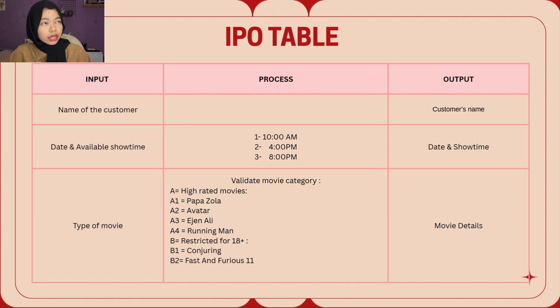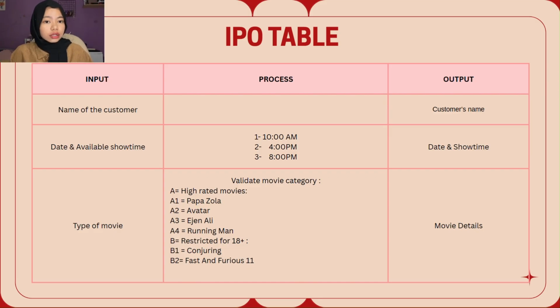Second, we have the date and available showtimes. This requires the customer to choose the specific slot that they wish to attend. Third, we have the type of movie. So, customers will enter their selected movie based on our movie catalog.